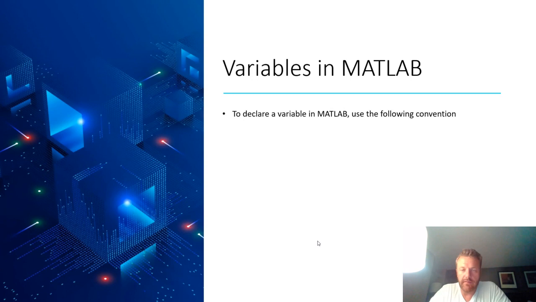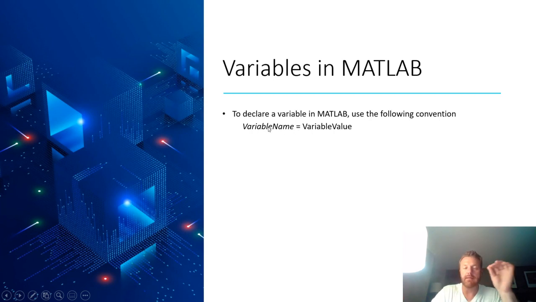So how do you declare a variable in MATLAB? Well, here is the syntax or the rule you use. You pick the name that you want to refer to for your variable, and you use the equal sign. We're going to set that name, or that symbolic ID, equal to whatever value we're assigning.